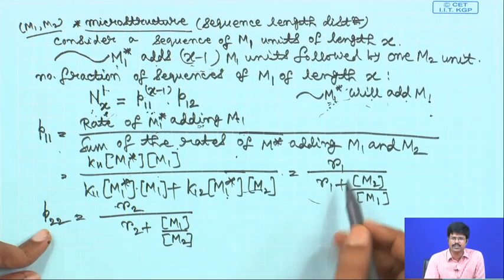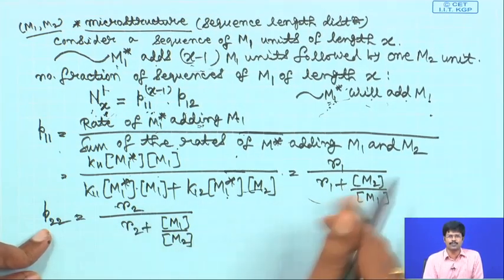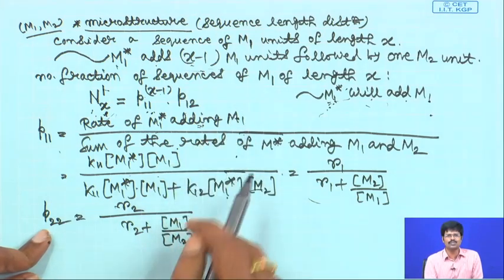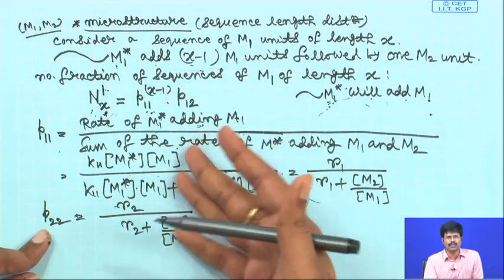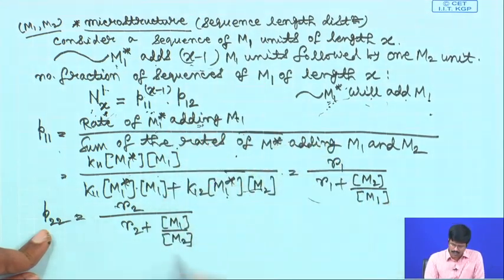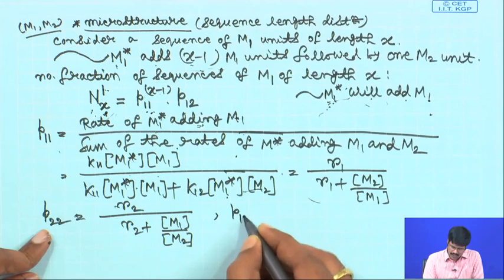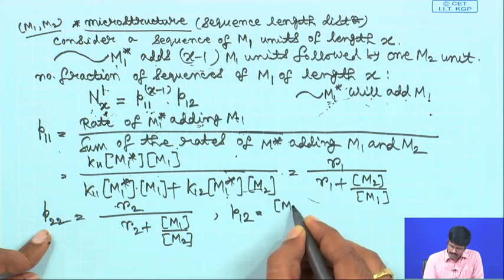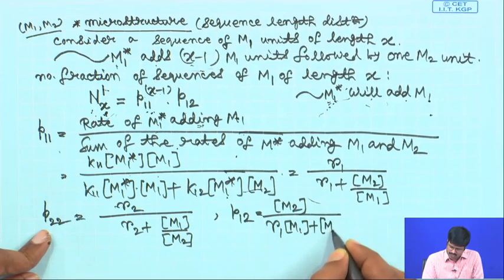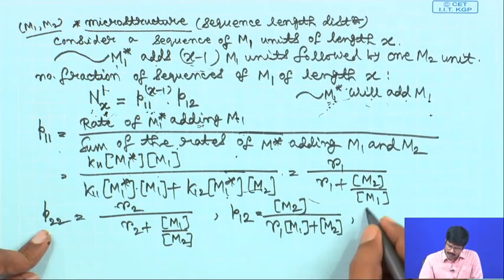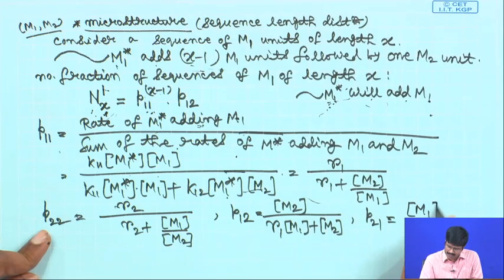Actually, I would not recommend remembering these expressions. If you have a problem, just work it out. Working out is easier than remembering these expressions, where you can make a mistake. If your concept is clear, you can determine this very easily. So, this is P22. In a similar way, P12 can be shown to be equal to M2 divided by R1 M1 plus M2, and correspondingly P21 has the same symmetry. It becomes M1 here, instead of R1 M1 you have R2 M2, so R2 M2 plus M1.